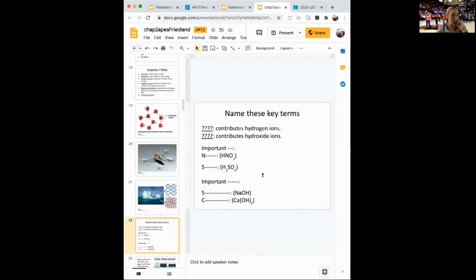And then there are just some important chemicals that are these two key terms that we're going to talk about this year. What is HNO3 and what is H2SO4, and then what is NaOH and Ca(OH)2? So what are those called?